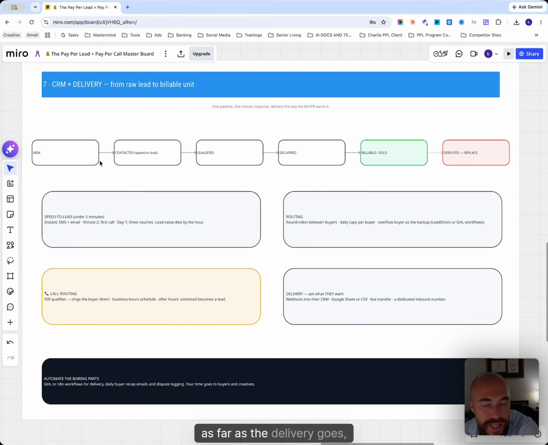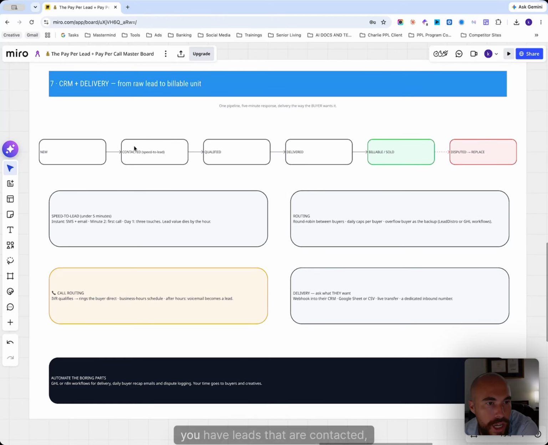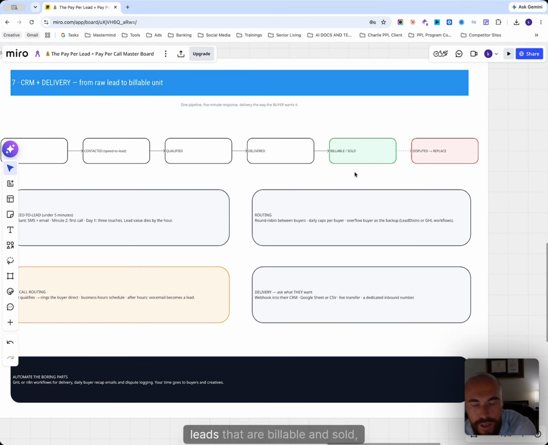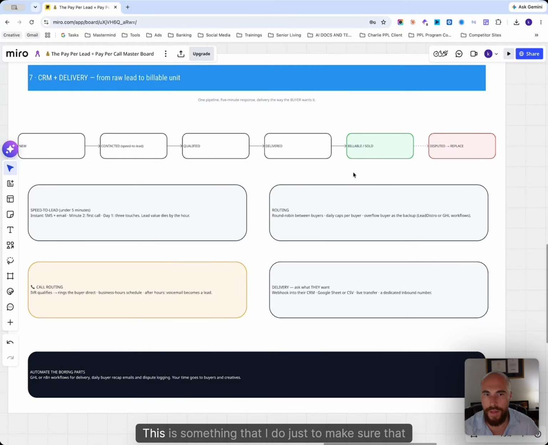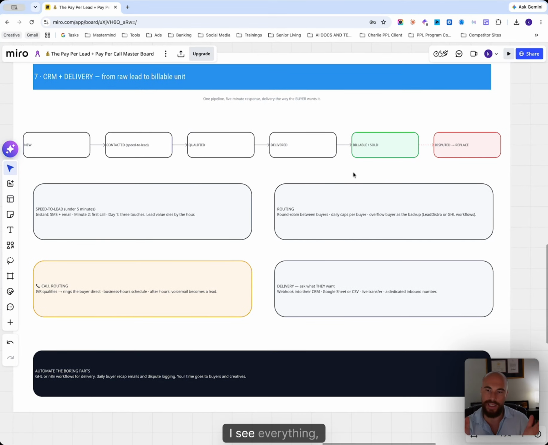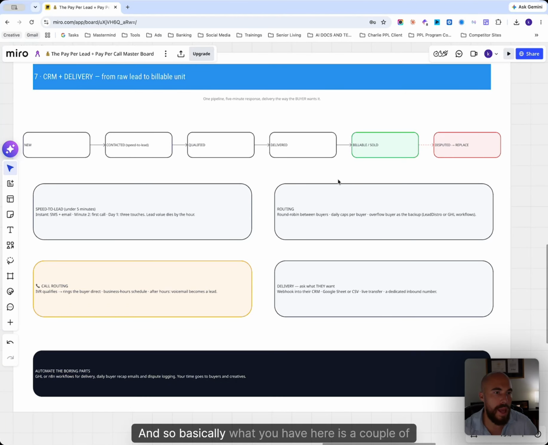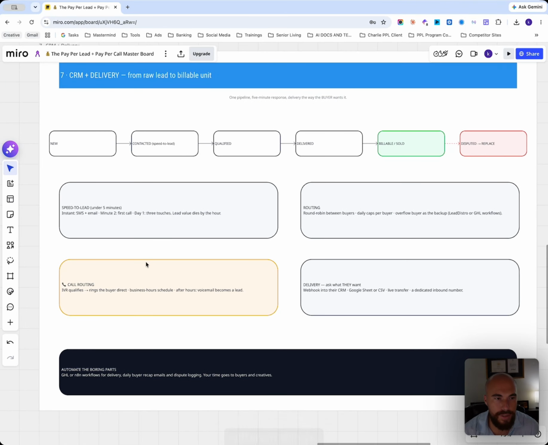As far as the delivery goes, you have new leads, leads that are contacted, leads that are qualified, leads that are delivered, leads that are billable and sold, and then leads that are disputed or were replaced. This is just so you can have a separate CRM or tracking system set up for this. This is something that I do just to make sure that I see everything of my B2C funnels in one dashboard, okay?